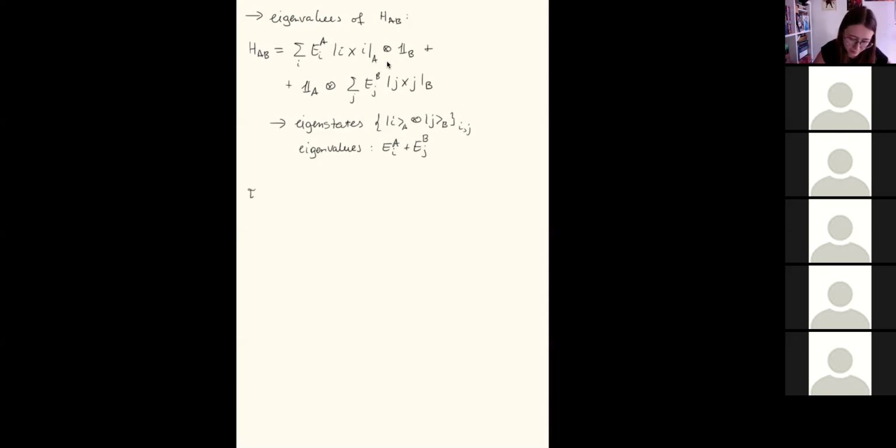Okay, then we are ready to write out our thermal state at temperature T. So on the top, we have e to the power minus beta times our Hamiltonian, and down there we have the partition function, which, because we just found out the eigenvalues, can be written as the sum over i and j of e to the power minus beta (E_i^A plus E_j^B).